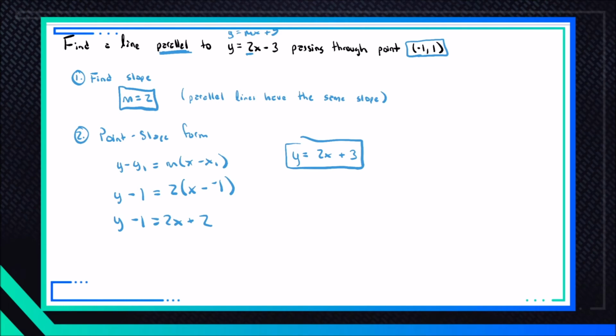Let's go ahead and do a very similar thing now for a perpendicular line. So we're going to find a perpendicular line to the equation 2x plus y is equal to 2. And we want to pass through the point 2, 3. And so our first thing we need to do is find the slope.